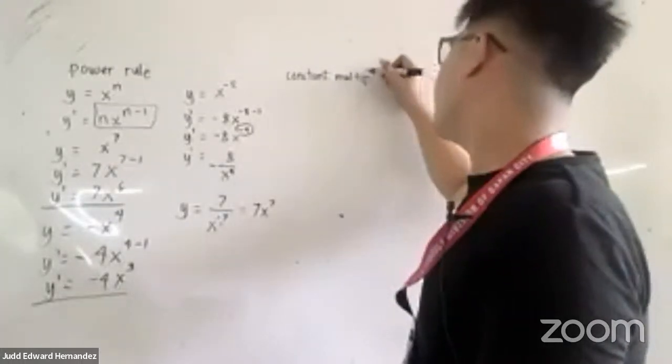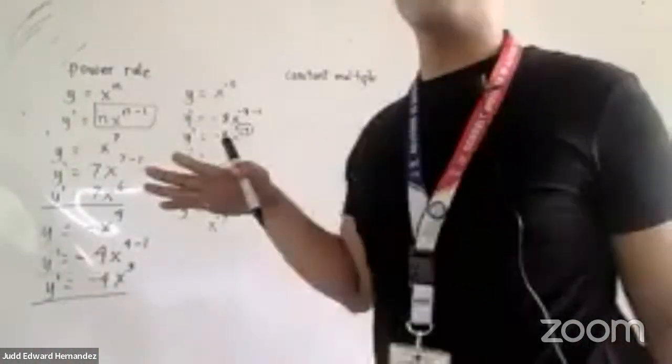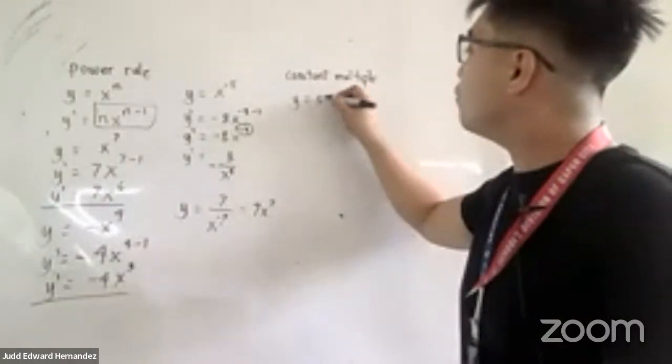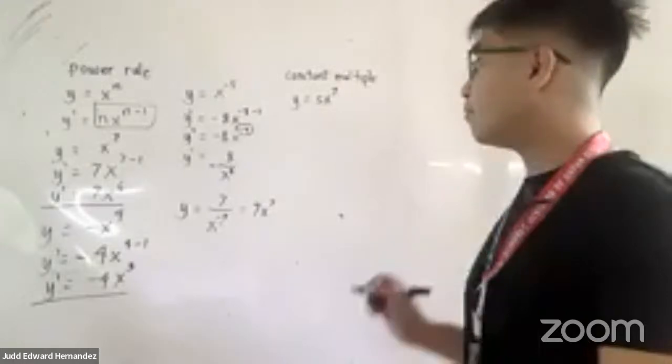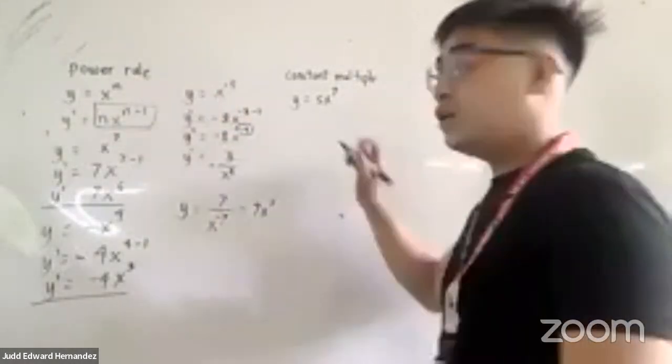Pag sinabi naman natin constant multiple, ibig sabihin may constant lang tayo na kasama ng variable natin. Just like this one. What if we're given y is equal to 5x raised to 7? Okay. So, i-apply pa rin natin yung natutunan natin sa power rule.